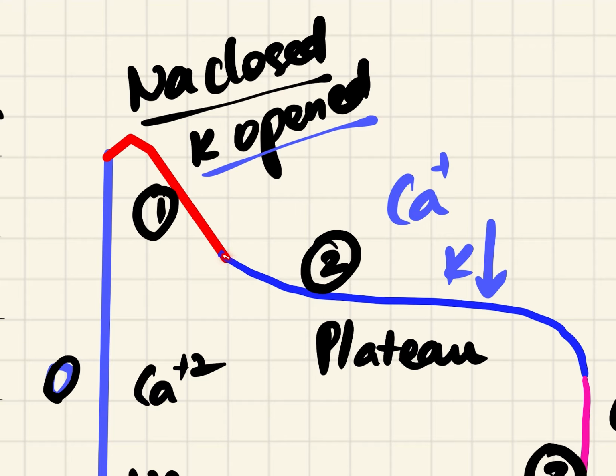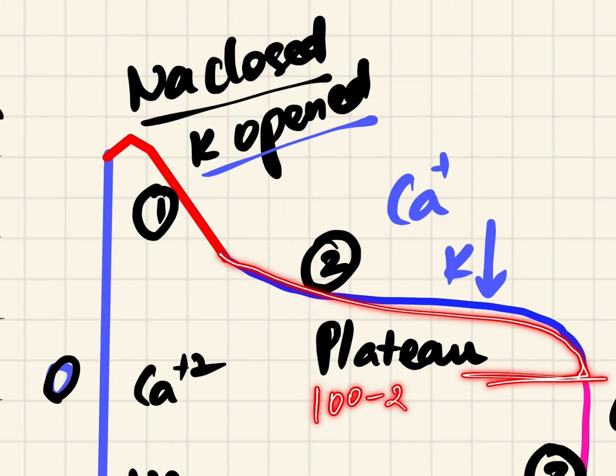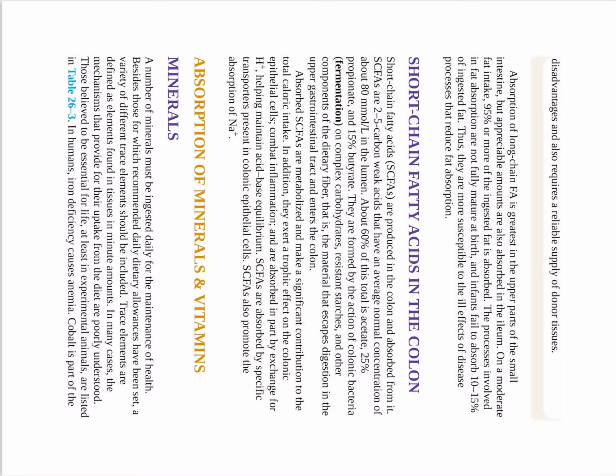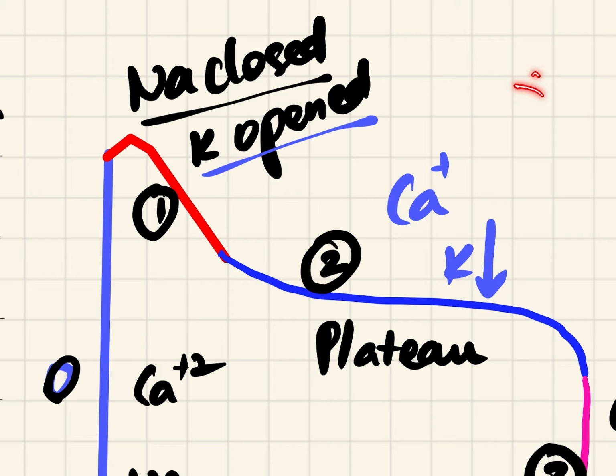Now coming to phase 2. Phase 2 is also called the plateau. In this plateau, the cardiac muscle fiber is still in its depolarized state. The membrane potential further falls from -10 to -40, and this will last for about 100 to 200 milliseconds. As I have already told you, this phase explains the 15 times longer contraction time when compared to skeletal muscle.